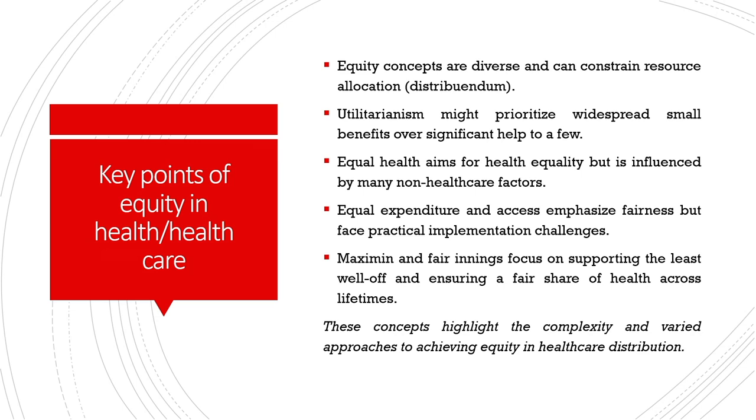Now, these are some of the key points of equity in health and healthcare. First is that equity concepts are diverse and can contain resource allocation, which is what we are referring to as distribuendum here. Second, utilitarianism might prioritize widespread small benefits over significant help to a few. Third, equal health aims for health equality but is influenced by many non-healthcare factors. Fourth point is that equal expenditure and access emphasize fairness but face practical implementation challenges. And finally, maximin and fair innings focus on supporting the least well-off and ensuring a fair share of health across lifetime. But while we are discussing all of these, we must understand that all of these concepts basically highlight the complexity and varied approaches to achieving equity in healthcare distribution.